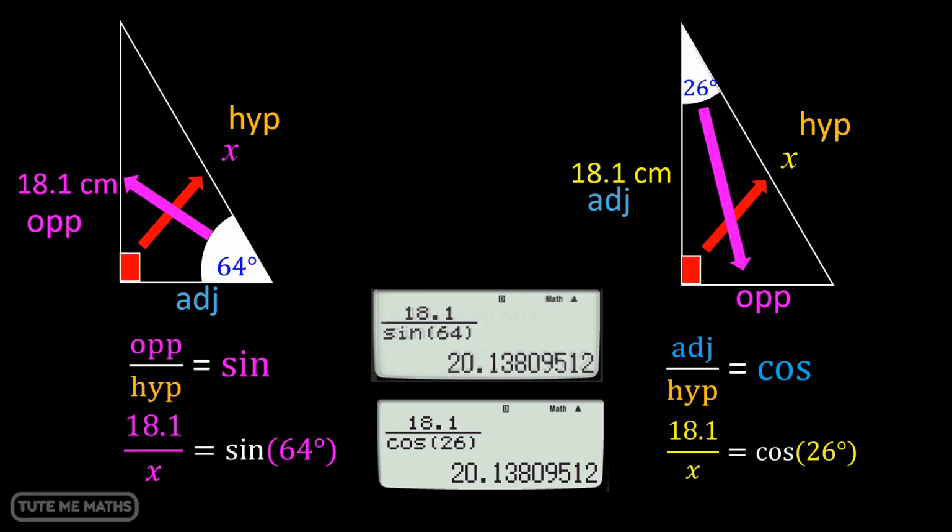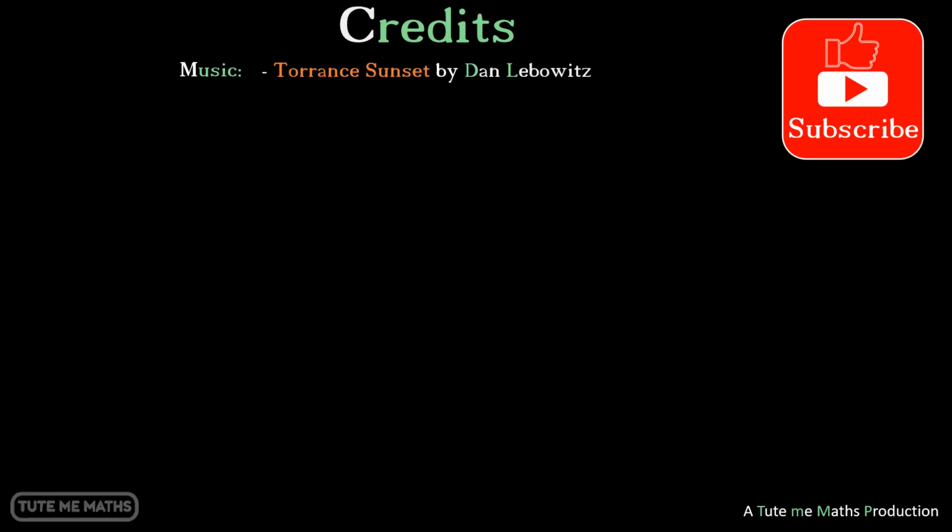In the next video, we will see how to calculate unknown angles when we know two of the sides.